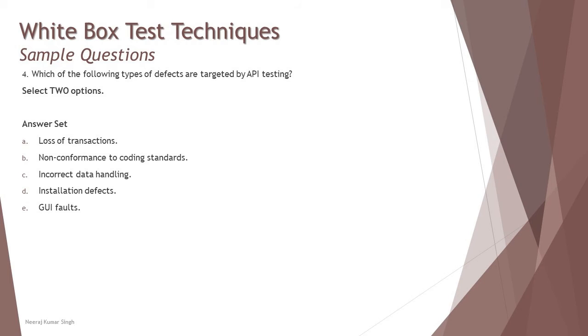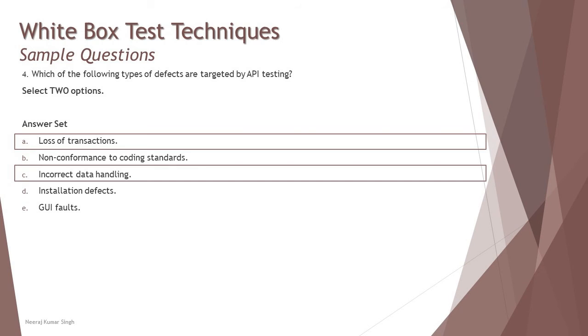That will be only for the code level. So that's where GUI faults are not applicable as well. So the right answer here is A and C, that is loss of transaction and incorrect data handling are the defects which can be targeted by API testing.